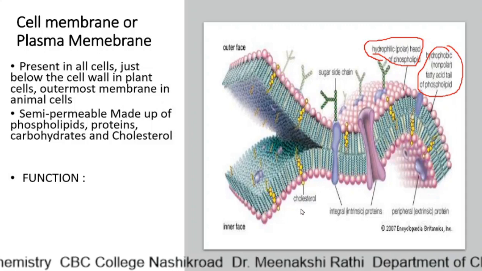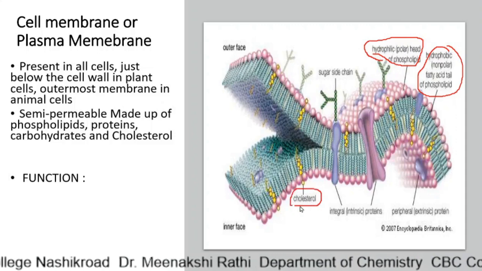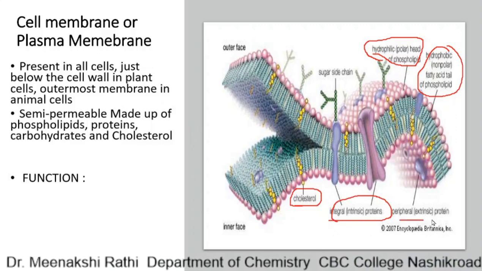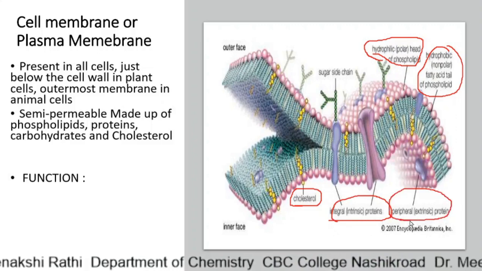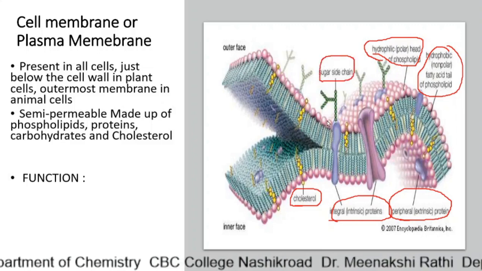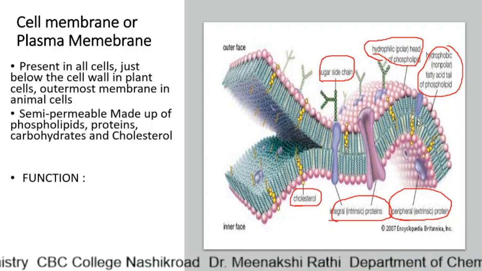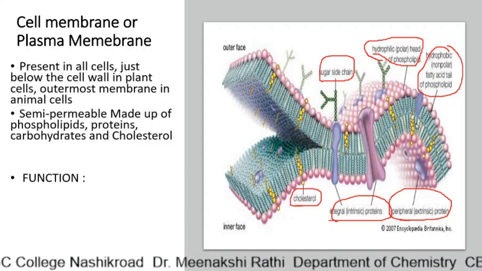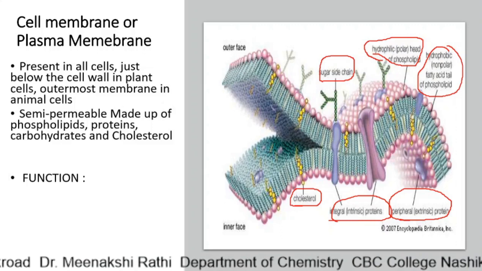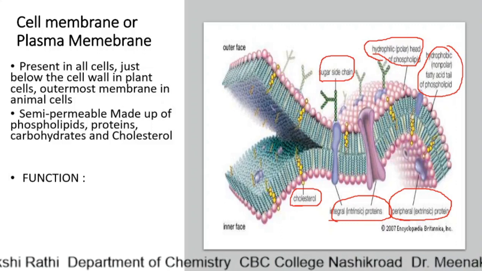This plasma membrane, as I told you, contains cholesterol, then proteins, which are present in the outer layer as well as the inner layer, and at the same time sugar side chains are also present. It has an upper layer which is hydrophilic in nature and an inner layer which is hydrophobic in nature. This is called a bilayer. This is the form of the plasma membrane, a bilipid layer.